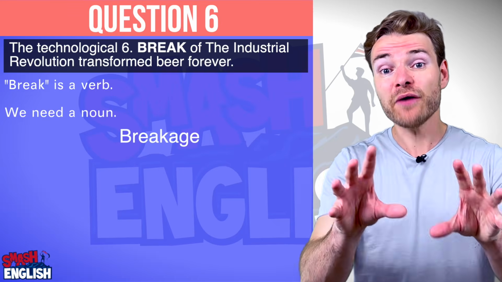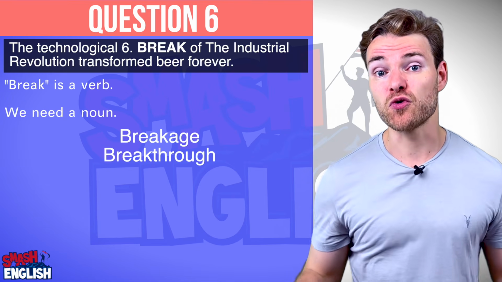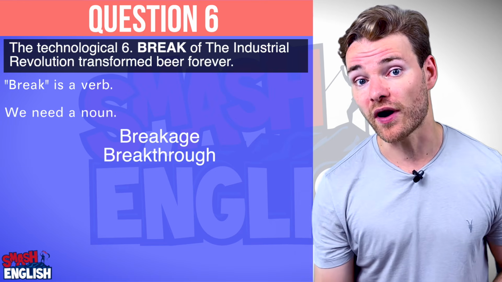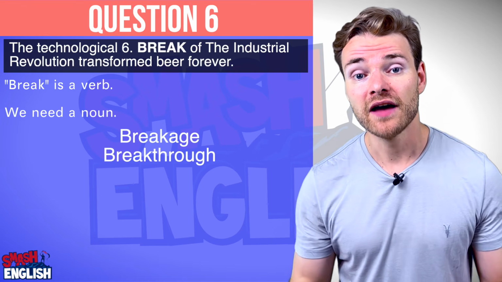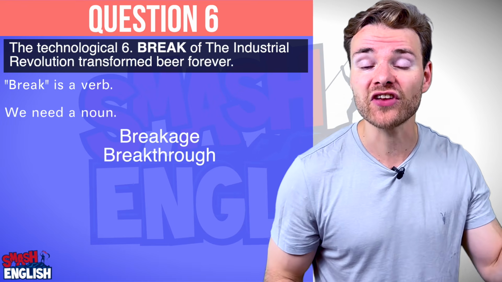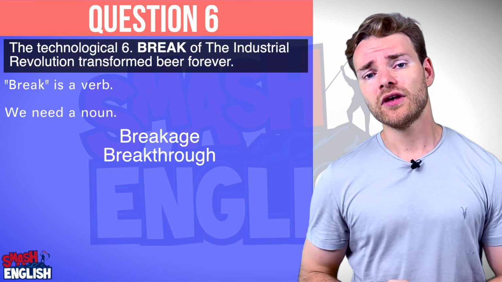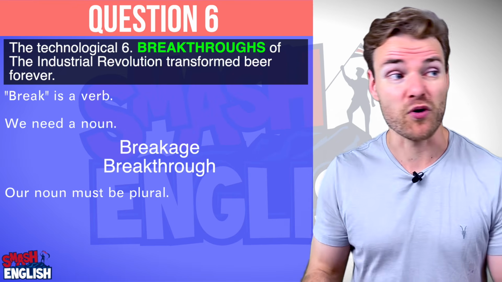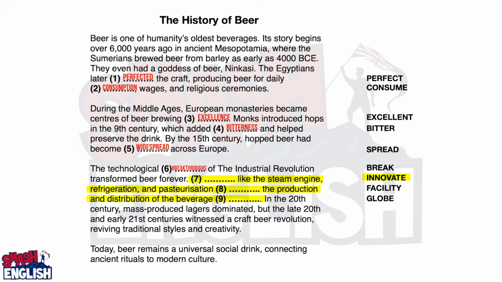But no, the noun that we need isn't breakage, it's breakthrough. A breakthrough is a sudden moment of progress. However, we still have a problem because breakthrough is a countable noun. And here it is the subject of our sentence and we are talking about breakthroughs in general. This means it needs to be plural. Breakthroughs. That's our answer. Like the steam engine, refrigeration and pasteurization, the production and distribution of the beverage.